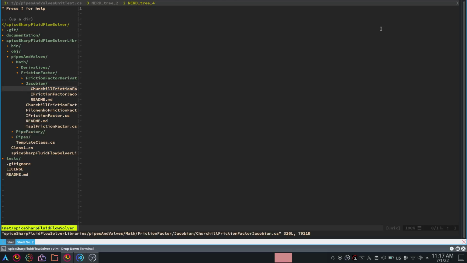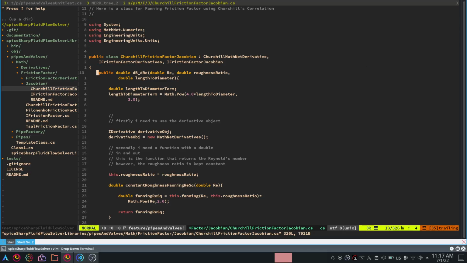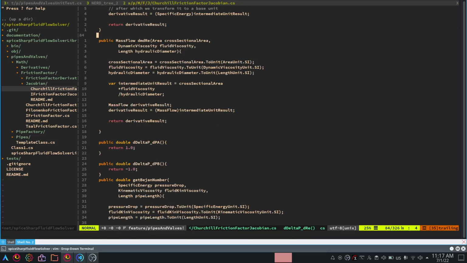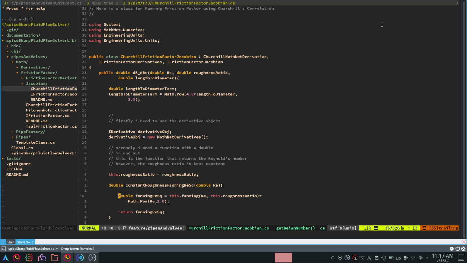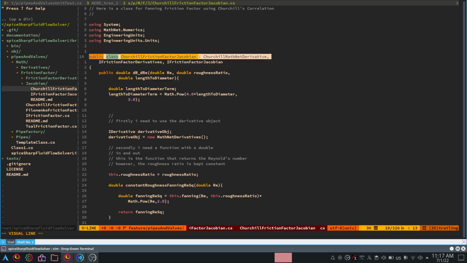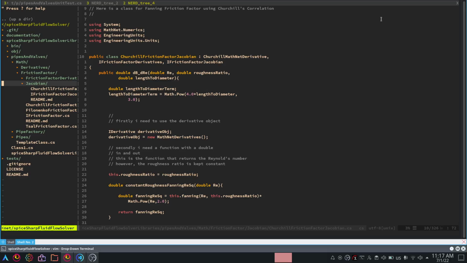Okay, Churchill friction factor. Everything that works underneath is over here. So what does Churchill friction factor do, how do you actually get it? It inherits methods from the Churchill mathnet derivative class. Remember I was saying the last time that there are a number of ways of calculating derivatives. There's the mathnet way, which I think has better algorithms. You don't need to do everything from scratch.